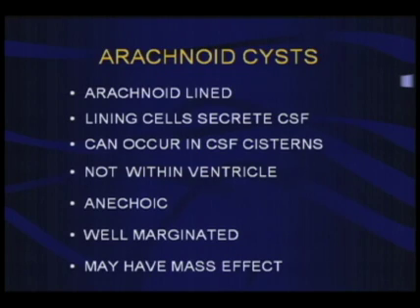So it's basically an arachnoid lining in which there are cells that secrete CSF, and they get bigger and bigger and bigger. They may have mass effect. Usually they're not within the ventricles, but within the CSF cisterns. Anechoic, they look rounded, and can occur in the posterior fossa or the supratentorial brain.